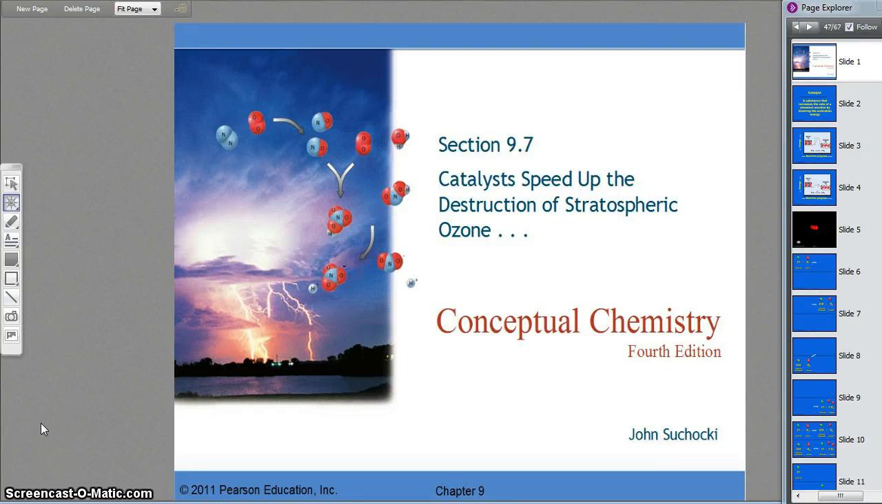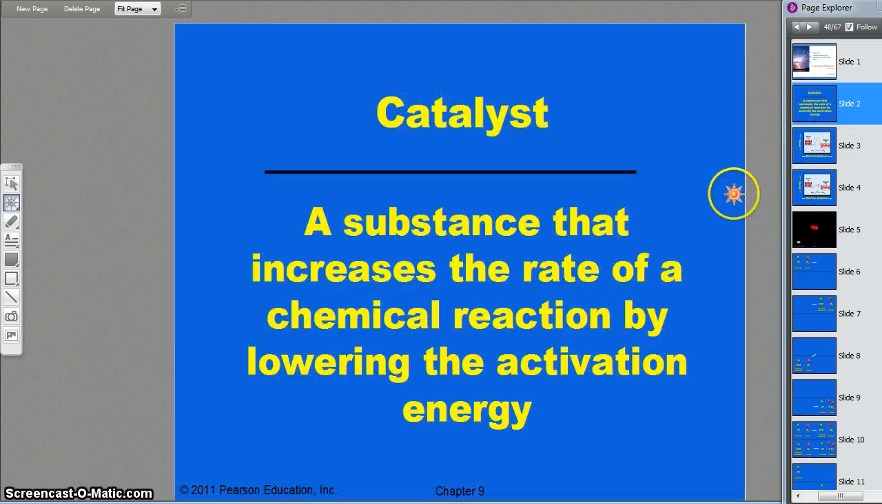So this is Conceptual Chemistry, Chapter 9, Section 7. Catalysts speed up the destruction of stratospheric ozone. So catalysts are things that will speed up your reaction rate. A catalyst is any substance that increases the rate of a chemical reaction by lowering the activation energy. It's not the same thing as increasing your temperature.